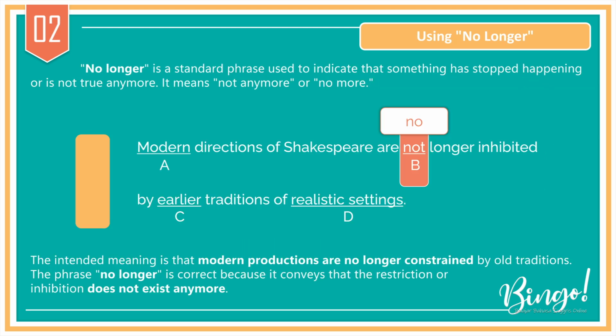Answer 2. No longer is a standard phrase used to indicate that something has stopped happening or is not true anymore. It means not anymore or no more. The intended meaning is that modern productions are no longer constrained by old traditions. The phrase no longer is correct because it conveys that the restriction or inhibition does not exist anymore.